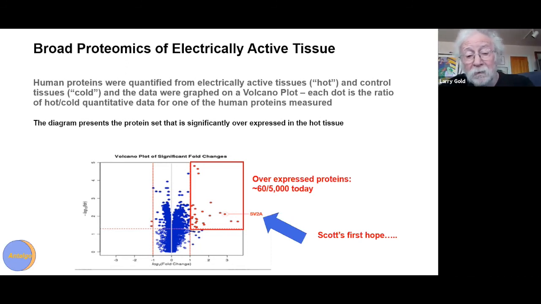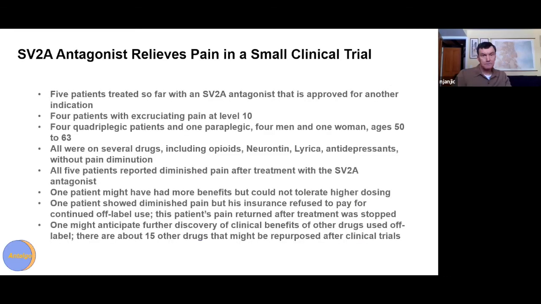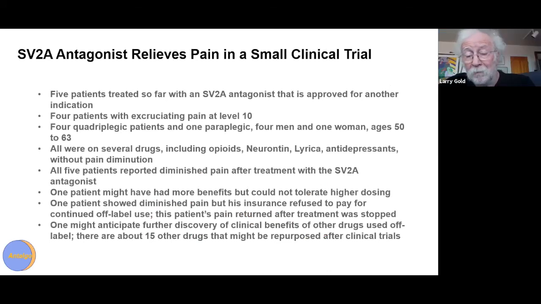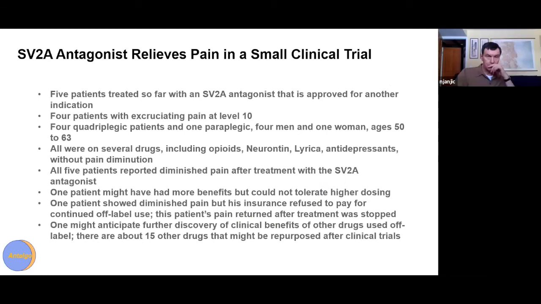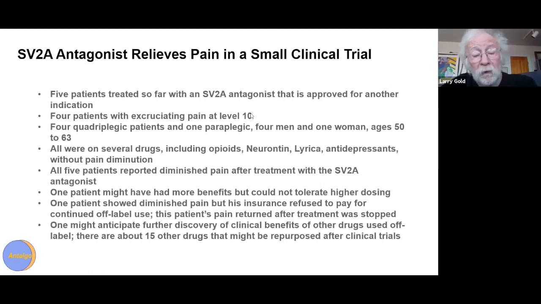And he noticed that one of them was a protein, this protein called SV2A, that was correlated with pain. And he realized there was a drug aimed at it that you could buy for a different purpose. Next slide. And when he did that, he's a little lab and little group in Denver. So he's only done 5 people, but 5 is better than none, using the drug that is already approved for another indication that is an inhibitor of SV2A.